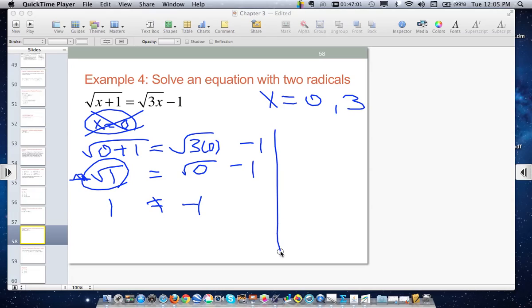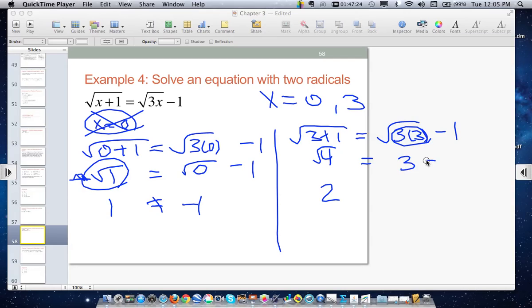All right, let's check to see if 3 is a solution. So 3 plus 1, is that equal to the square root of 3 times 3, minus 1? So 3 plus 1 is 4. Square root of that would be positive 2. On the right-hand side, obviously the square root of 3 times 3 would be 3, since you have a pair of 3's. You don't even have to multiply that to make it 9. 3 minus 1 is 2. These are equal, so x equaling 3 is our solution.